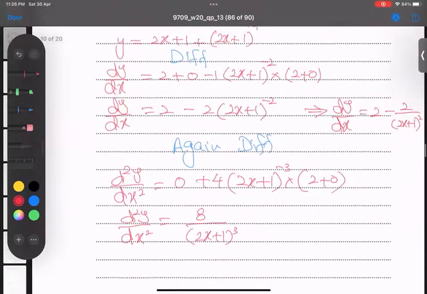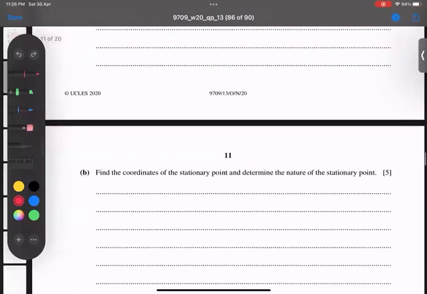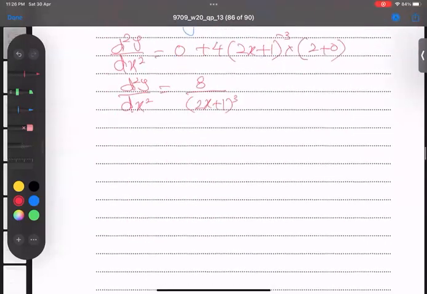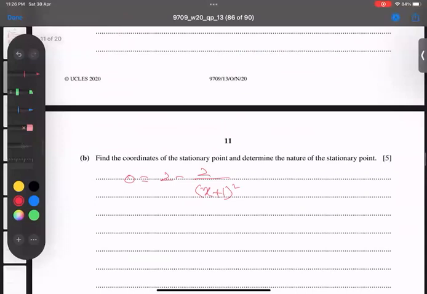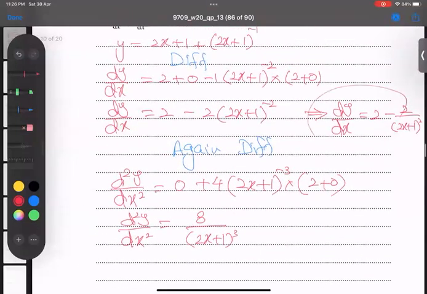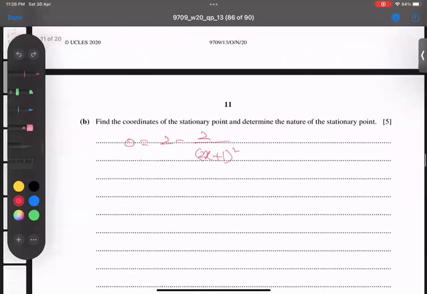It means I'm going to put this equal to 0 here. So 2 minus 2 over (2x plus 1) whole square equals 0. I'm going to copy this on the next page. So 2 minus 2 over (2x plus 1) whole square, good. So I'm going to bring the whole thing to the left-hand side, make it positive.